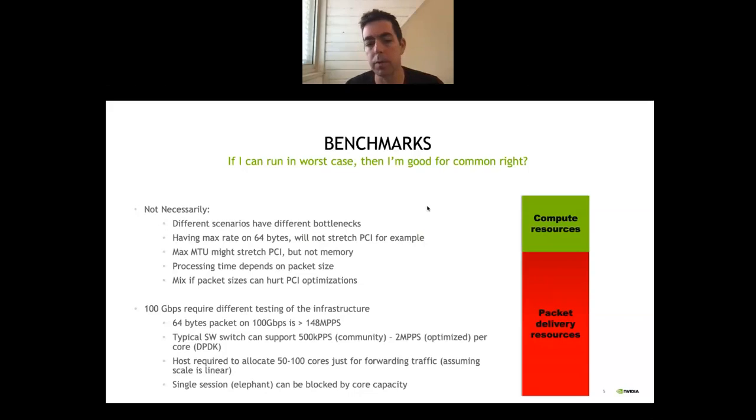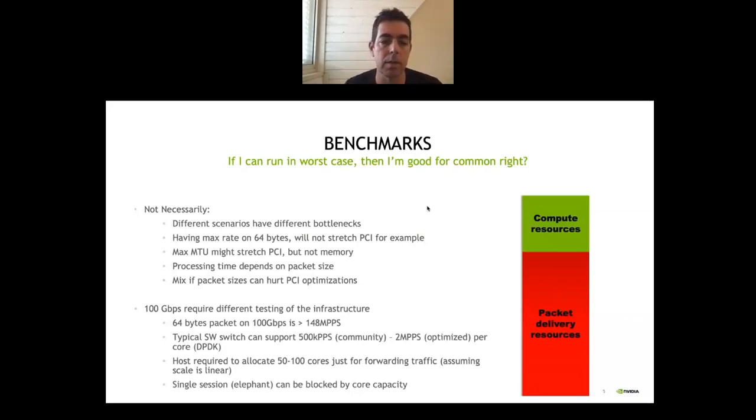We also know that different packet sizes in software mainly are going to have different processing times. When you have a big packet size, usually you have a little bit more time between packets to process them, and with small packets you have less time to process the packets, and this is going to affect the overall performance.